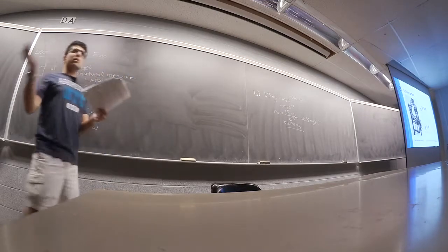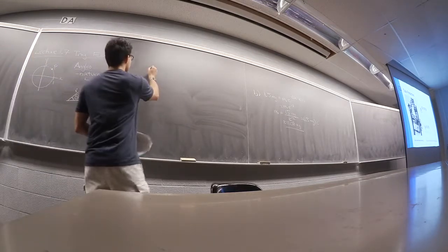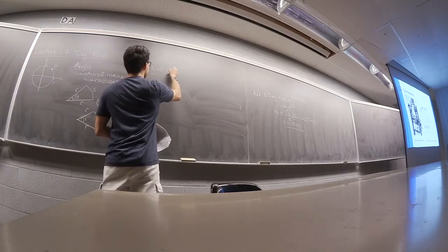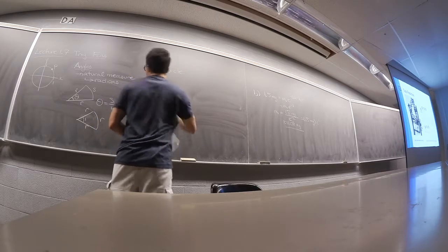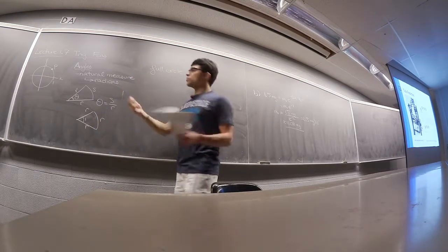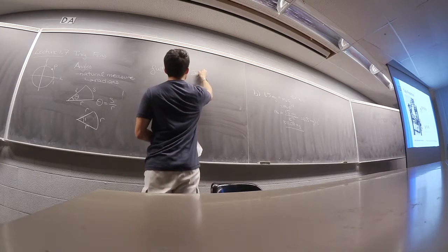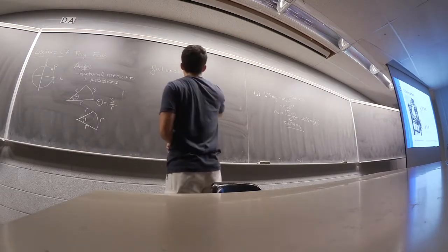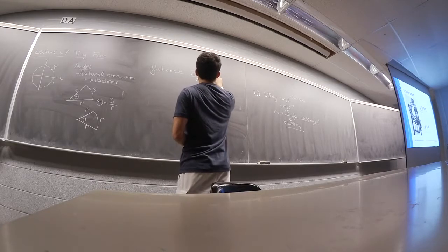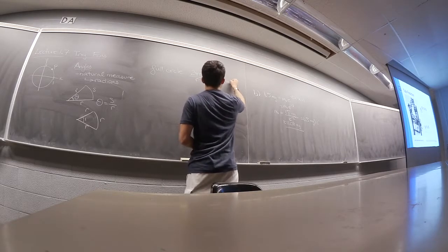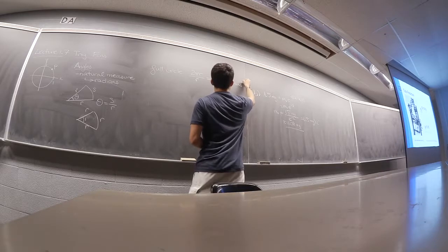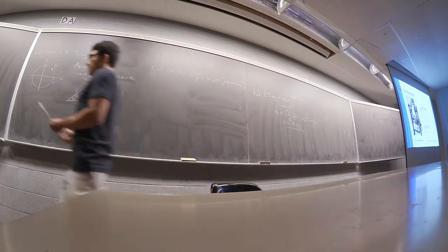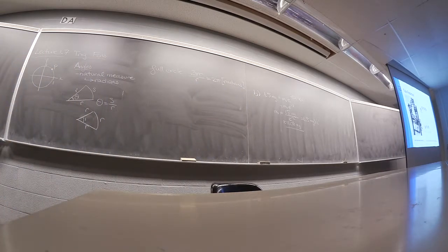Okay, in a full circle, don't worry about the degrees yet, the arc length is just the circumference of the circle, so 2 pi r. 2 pi r over r gives you 2 pi. So there's 2 pi radians in a full circle. 360 degrees, 2 pi radians.